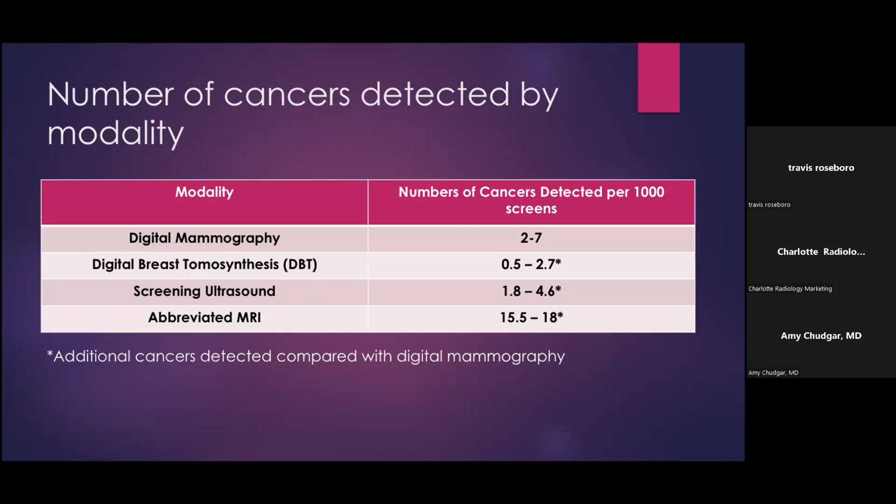So in summary, this is comparing the 4 different types of modalities. So a 2D mammogram will detect 2 to 7 breast cancers out of 1,000 women screened. And then adding 3D imaging will increase the number of cancers detected by 0.5 to 2.7. Adding screening ultrasound will increase it by 1.8 to 4.6 cancers detected. And then abbreviated MRI will increase that by 15.5 to 18 cancers detected.